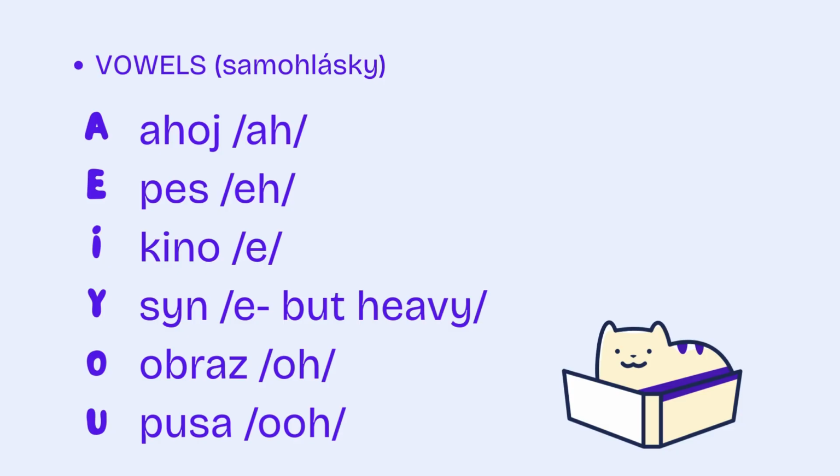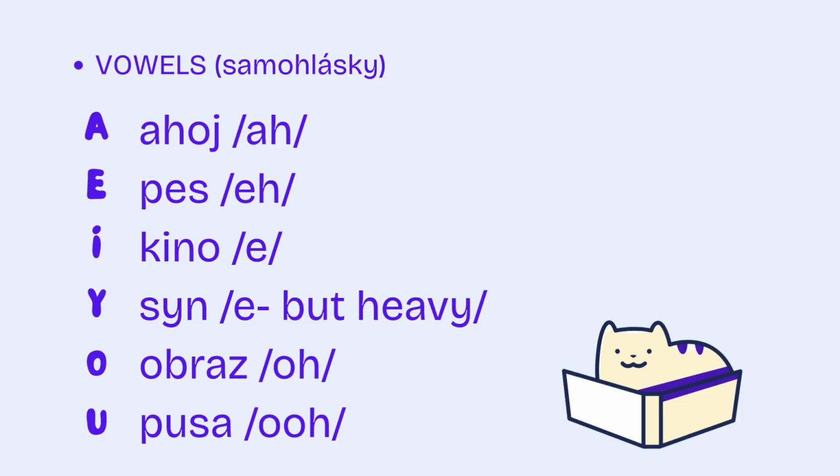First vowel is a, a, in a word, ahoj. Next one, e, e. In a word, pes. Next one, i, i. In a word, it's kino.